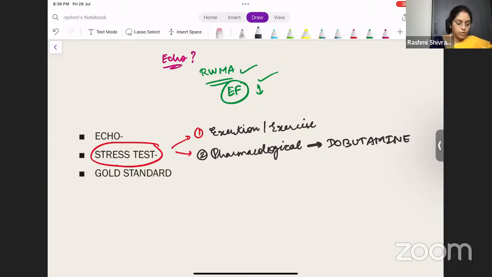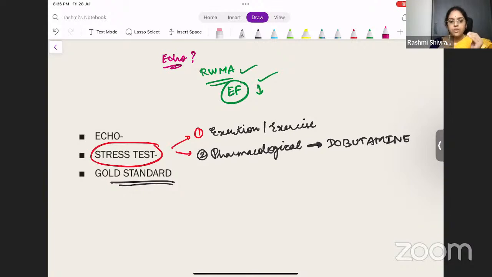Then what is the gold standard test? You have done the ECG, echo, and stress test. But still, all these may not be conclusive. We may not know how much is the occlusion. So to find out how much is the occlusion and what can be done for that, what do you do?